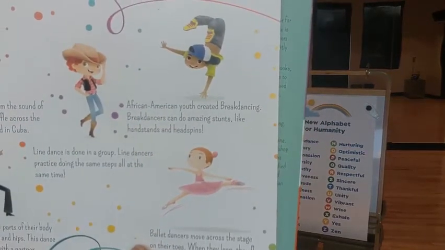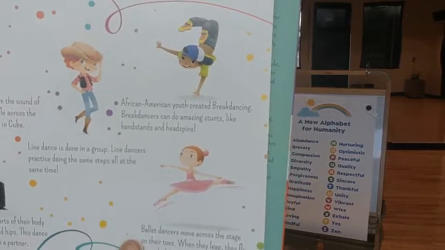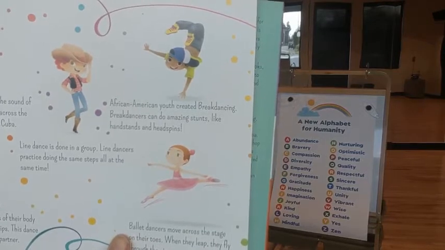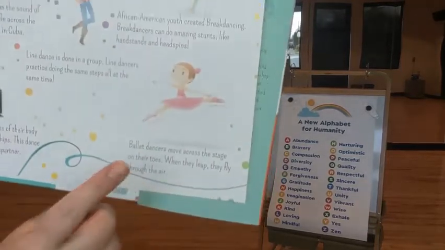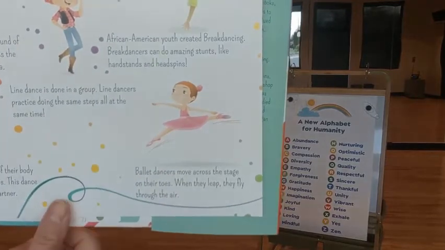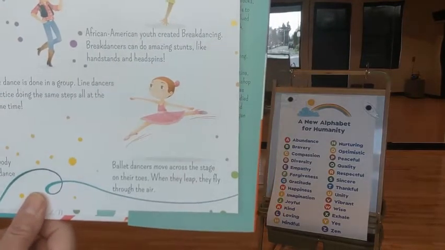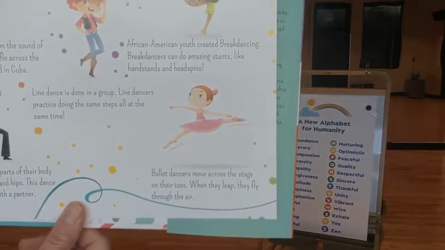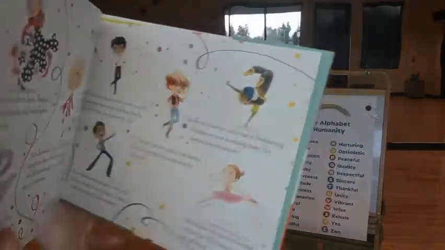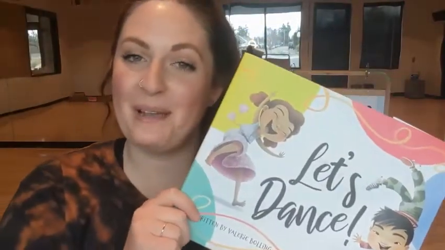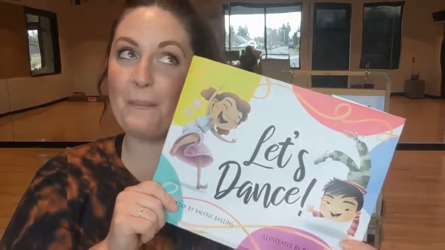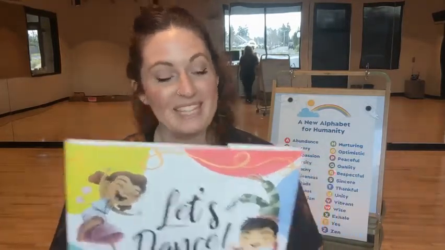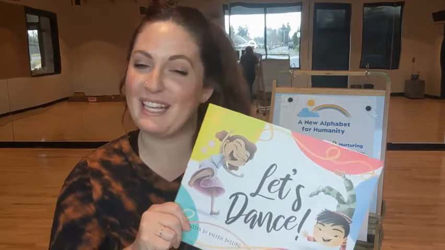African American youth created breakdancing. Breakdancers can do amazing stunts like handstands and head spins. And lastly, ballet dancers move across the stage on their toes. When they leap, they fly through the air. So we just learned a little bit about some different dance styles, and believe you me, there is a lot more that goes into these dance styles, but this is a fun introduction to some of those, and I hope you enjoyed it.